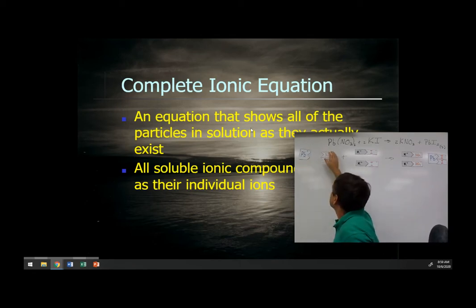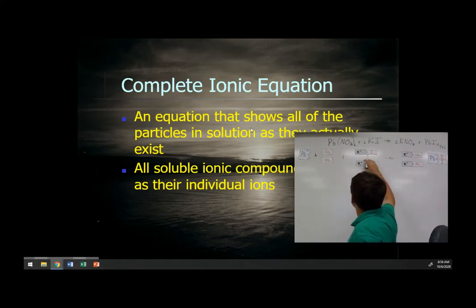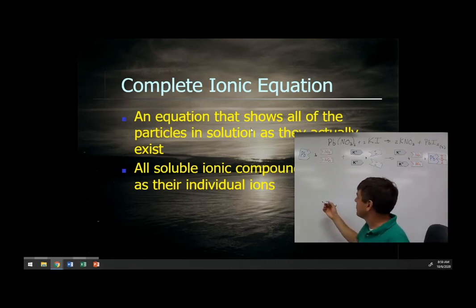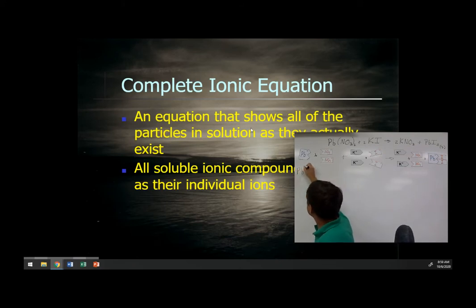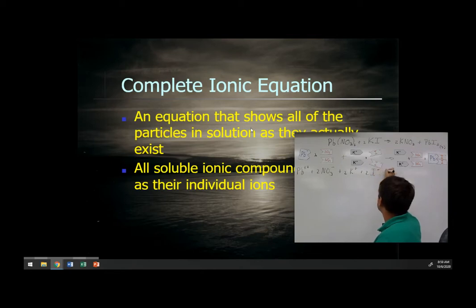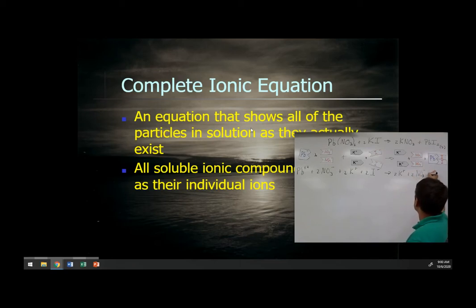So we would break this apart into lead plus nitrates plus potassium ions plus iodide ions plus potassium ions plus nitrate ions plus the lead(II) iodide that stays together as a solid. So in other words, the complete ionic equation would say that lead with the plus 2 charge plus 2 nitrates plus 2 potassium ions plus 2 iodide ions makes 2 potassium ions plus 2 nitrate ions plus lead(II) iodide.